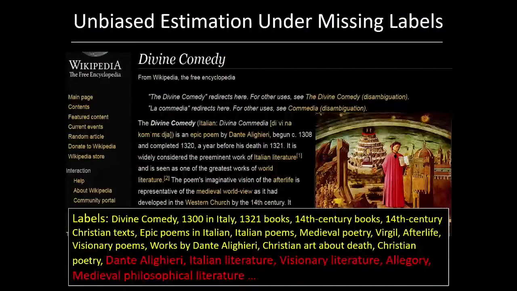So if you look at this example, even though Wikipedia's editors did a very good job in marking out the relevant tags for the Divine Comedy, they still missed out many relevant tags such as Dante Alighieri, visionary literature, allegory, medieval philosophical literature, and so on. Traditional ranking losses, such as precision and nDCG, will actually penalize you for predicting these missing labels, for predicting that Dante Alighieri is relevant to the Divine Comedy, and will therefore provide you a biased estimate of the true loss computed on the full ground truth.